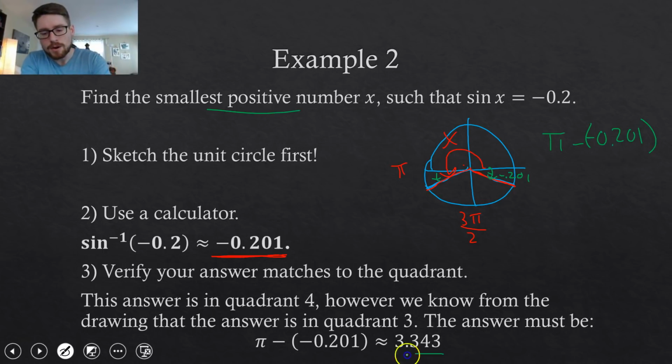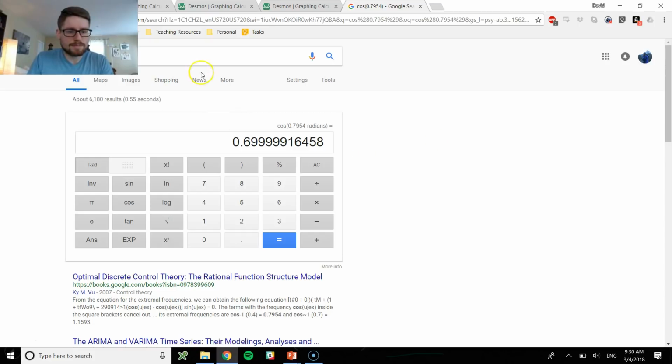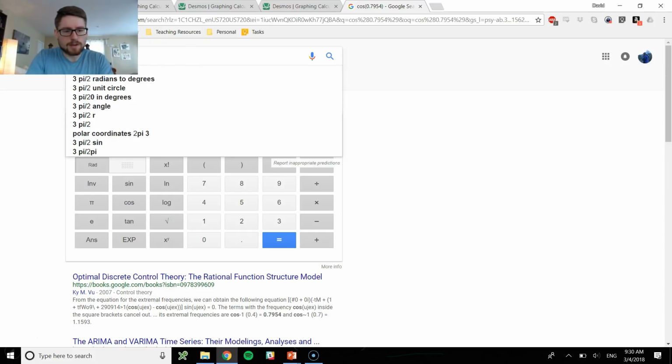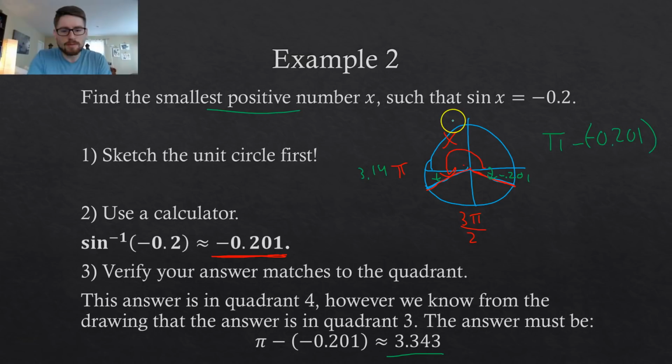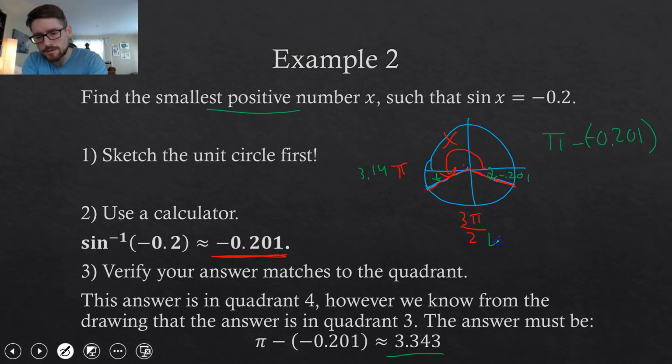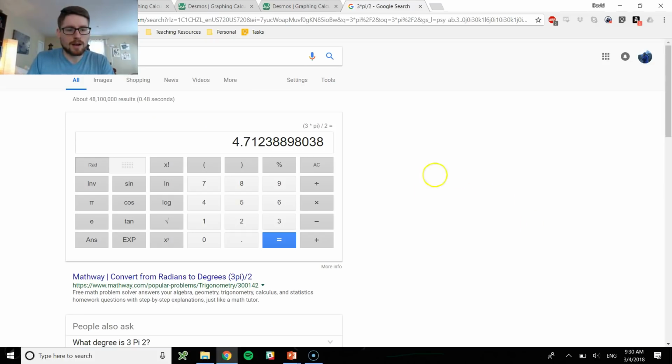And this, we remember, is bigger than pi, which is 3.14, and smaller than 3 pi over 2, which, oh, I don't know 3 pi over 2 off the top of my head. Let's just compute that. 3 times pi over 2, 4.712. So I don't know that one so well, but it's 4.712. Okay, so it's between those two angles, and that's the one that we want. To test our answer, we'll just take the sine of this number and see if we get roughly negative 0.2.